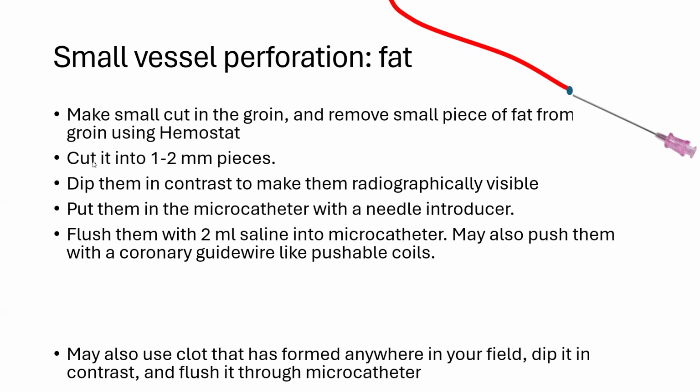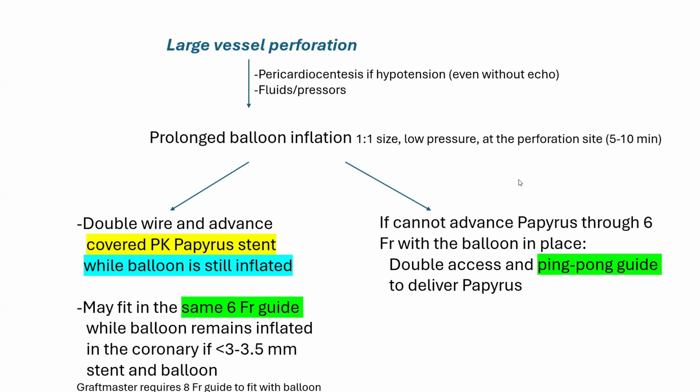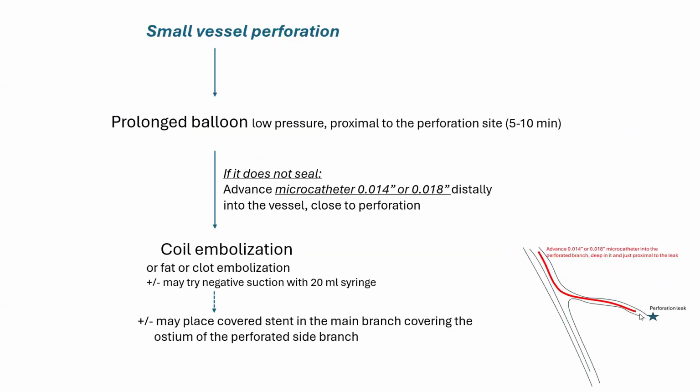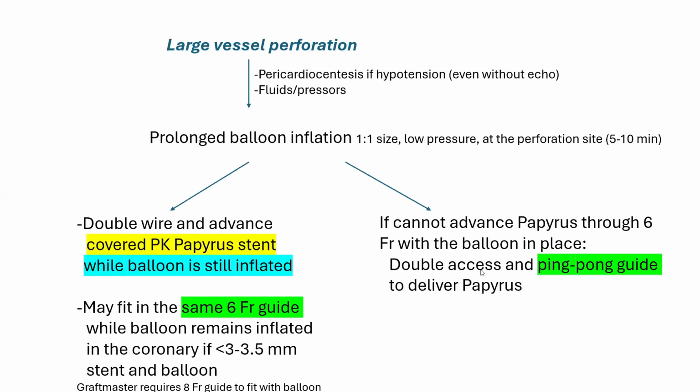You put that small piece in a bowl and you cut it into small 1 to 2 millimeter pieces with a scalpel. You dip those small pieces in contrast to make them radiographically visible. Then you put those small pieces in the microcatheter that is inside that small branch.